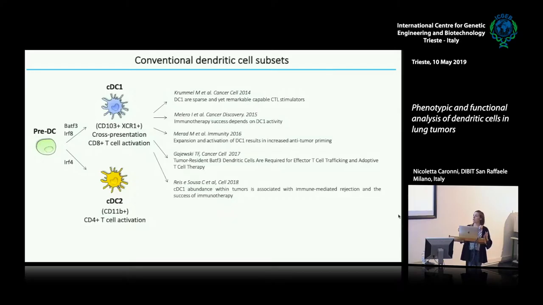And they are not only different in the markers, but also in the functions. cDC2 are able to efficiently activate CD4 T cells, and on the contrary, cDC1 are the best cross-presenting cells. That means that they are the best ones to activate cytotoxic T cells. And in the last years, many papers, and I show you some of the most important ones, came out in the literature describing the presence of cDC1 inside the tumor, because their presence correlates with a good prognosis and also correlates with an efficient and successful immunotherapy.